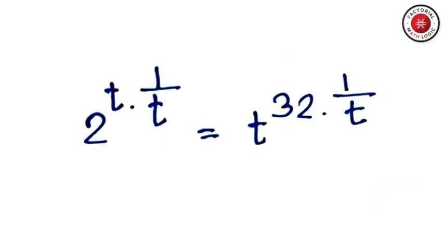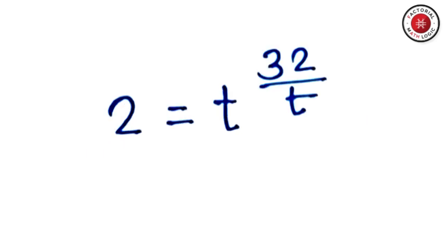That means 2 to the power of t times 1 over t equals t to the power of 32 times 1 over t. The t's cancel on the left-hand side, and we're left with 2 to the power of 1 equals t to the power of 32 divided by t. So now it becomes 2 equals t to the power of 32 over t.